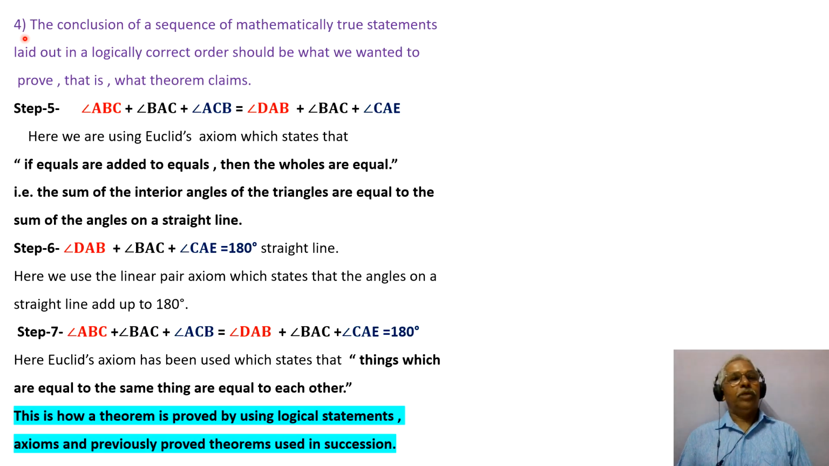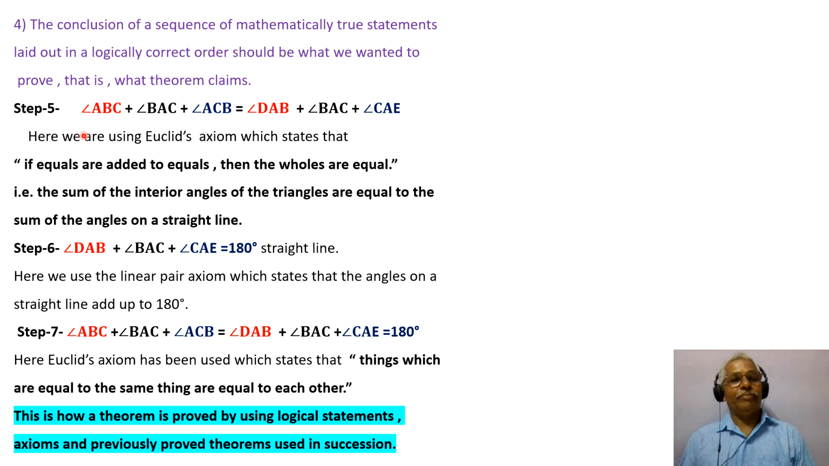Fourth one, the conclusion of a sequence of mathematically true statements laid out in a logically correct order. See, we are talking about the order. It should be what we wanted to prove. The order should be correct. That is what this means, and that is what the theorem claims. We cannot take it anyhow like that.